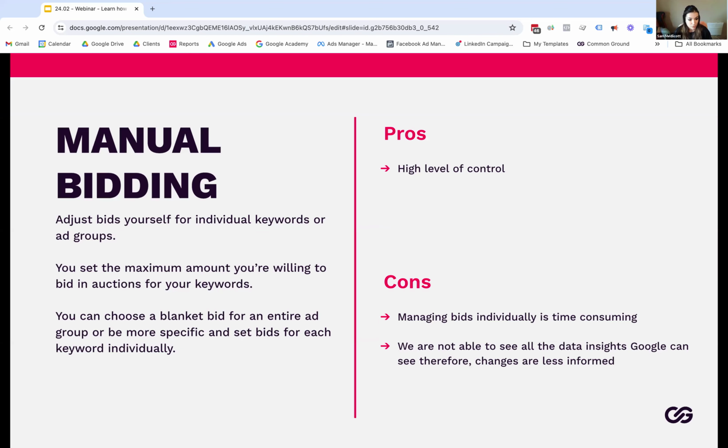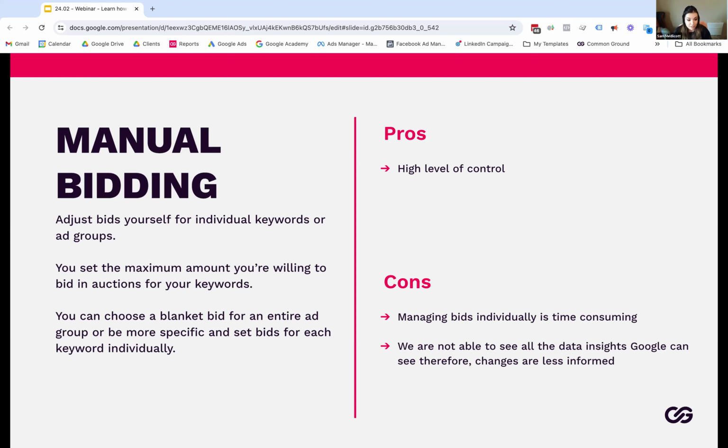Manual bidding is something that has been running for years and years. You adjust the bids yourself, and you can do it at keyword or ad group level. You set the maximum amount that you're willing to pay and bid in each auction. You can choose a blanket bid for the entire ad group, or one of the good things is that you can do it per individual keyword. With this, you have such a high level of control. This is why a lot of people used to really like this and were a bit shy of moving over to the automatic and smart bidding strategies, because you generally lose a bit more control there.